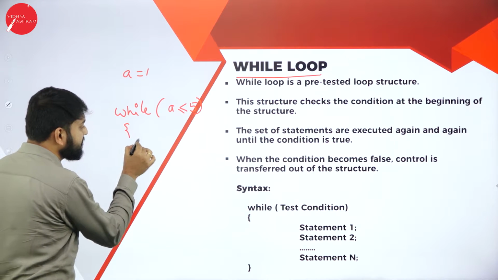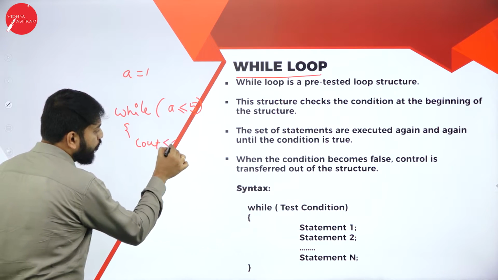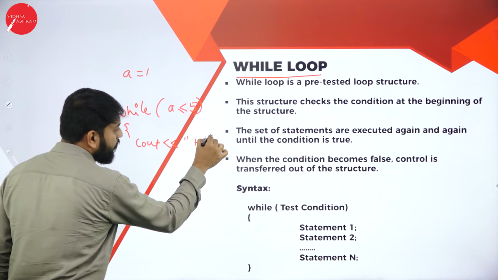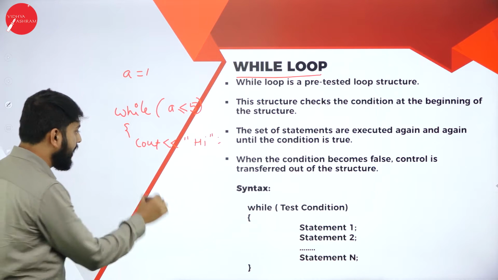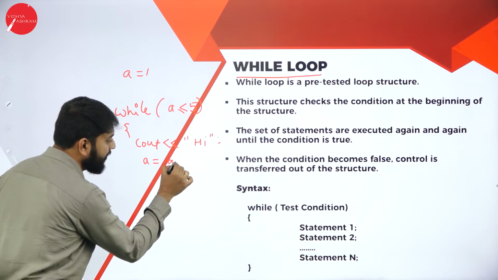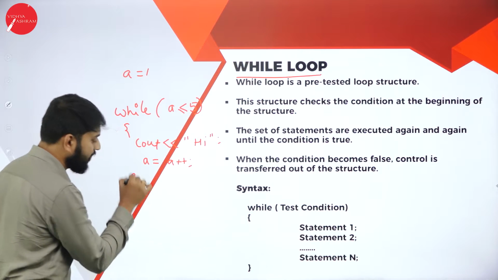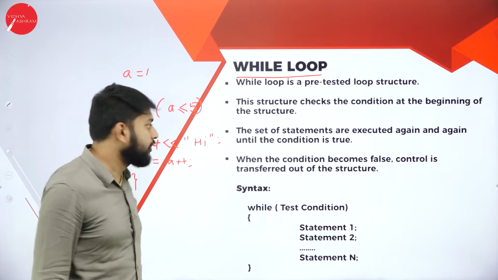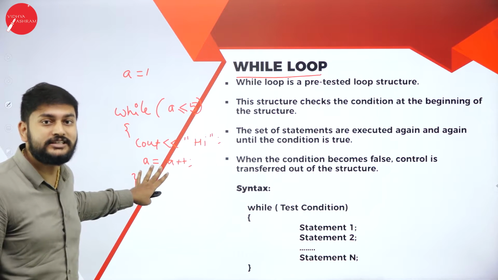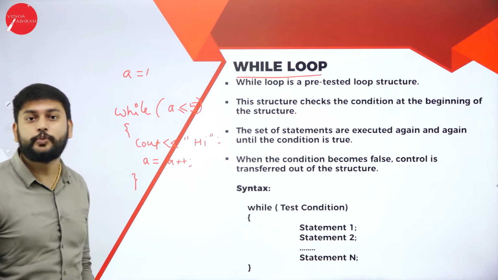Inside the loop, I will give cout "hi", then after that, a is equal to a plus plus. This is my program, sir. So how does it work? Let us understand how exactly this while loop is working.